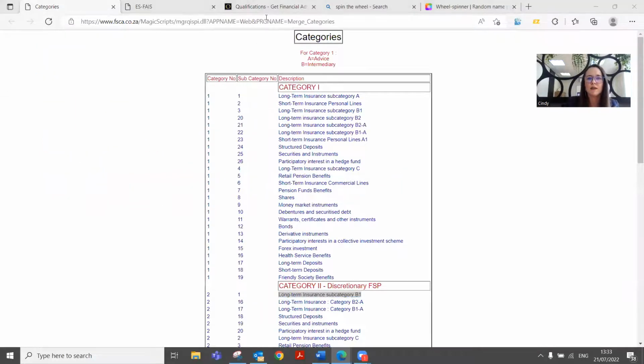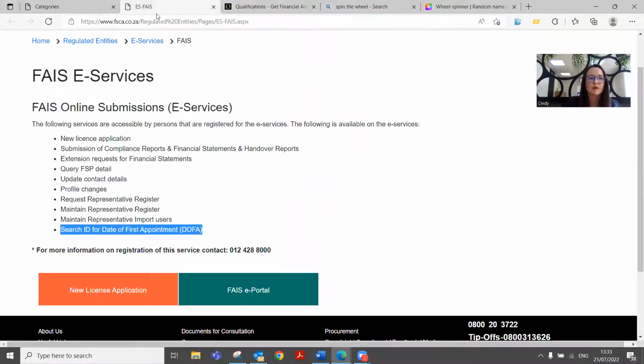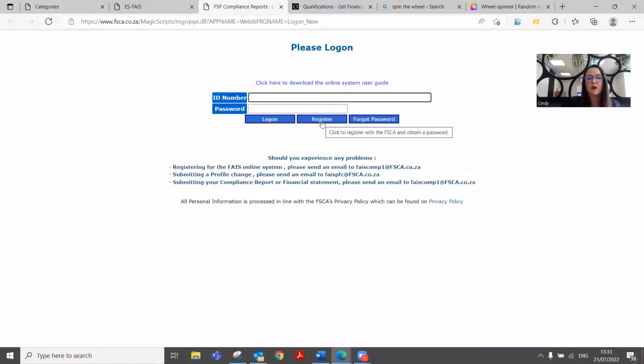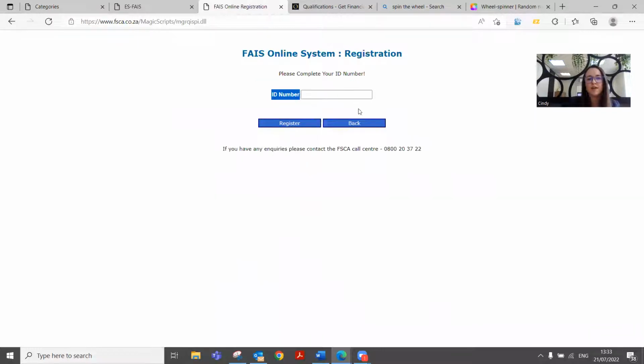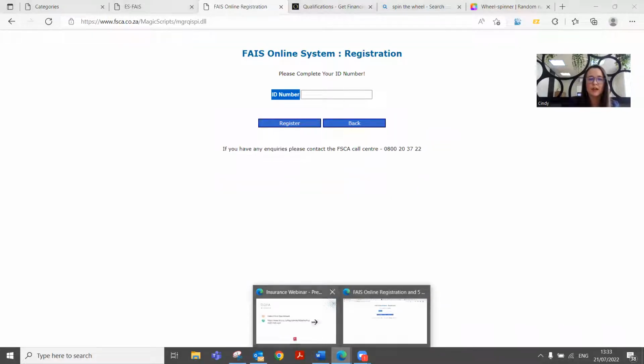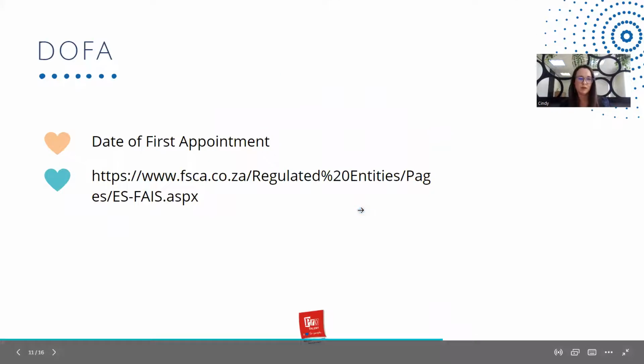If you open that one. Yes, okay, so if you click on that link, this is where it will take you. You see here, it says you can use your ID to find your date of first appointment. So I want you to click on this Phase E portal, and then you'll need to register if you haven't been registered yet, and just follow the prompts to get registered. So yeah, you can follow that link here to get your DOFA date.